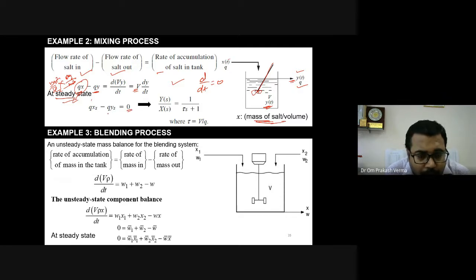Okay. So again, you can take equation 1 minus equation 2, and define the deviation variables, and based on that deviation variable, as in the previous slide, you can find out the transfer function ys upon xs, that is 1 upon tau s plus 1, where tau is defined as V by q.